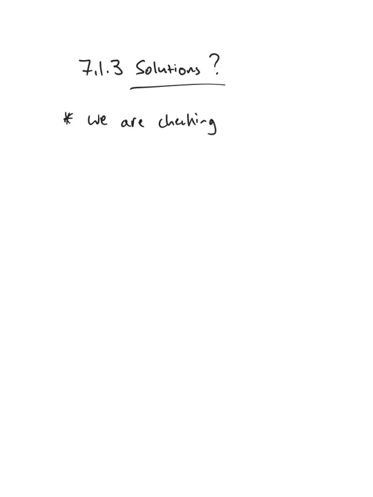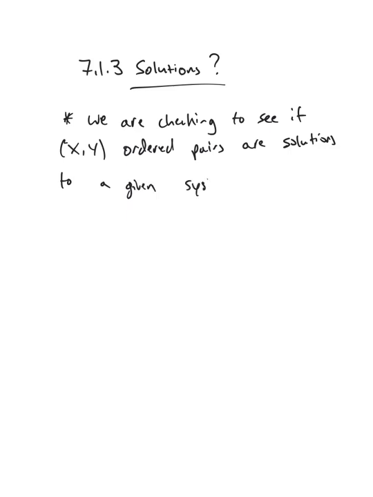That's some bad handwriting. Checking to see if ordered pairs (x, y) are solutions to a given system of equations. Okay? So that's kind of the what, that's what we are doing. How are we going to do that?